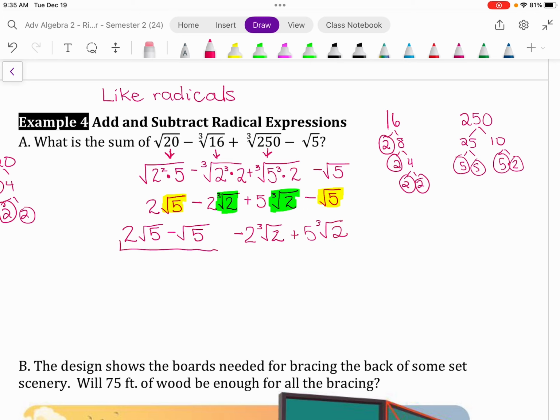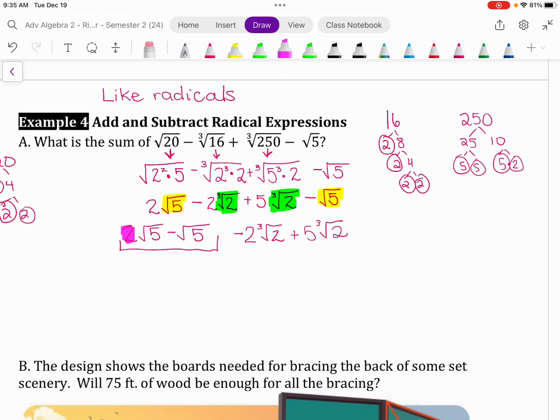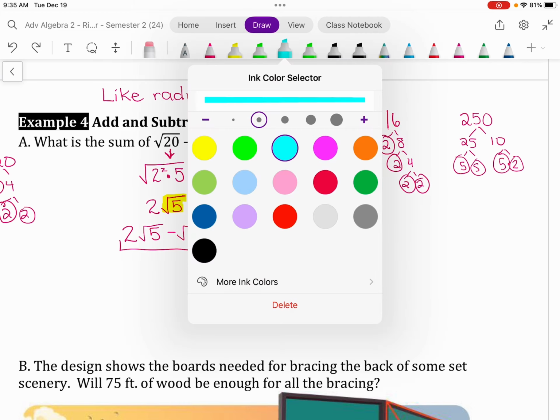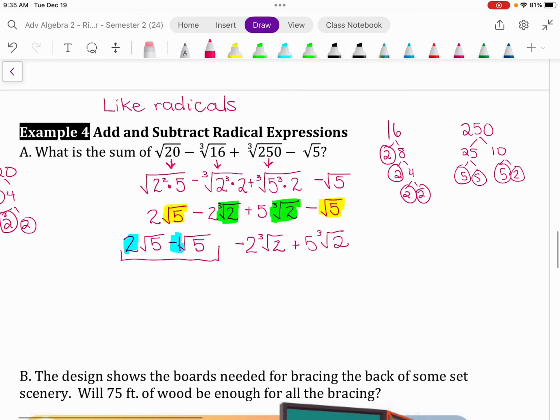So if I look here, to combine those, because like I said, we have like radicals, that's a bad color highlighter. Let's pick a different color. Add the numbers or subtract, in this case, in front. If there is not a number there, like in that second one, we say it's a 1. So 2 minus 1 is just 1 square root of 5. Not needed to have the 1 there, so it's just square root of 5.